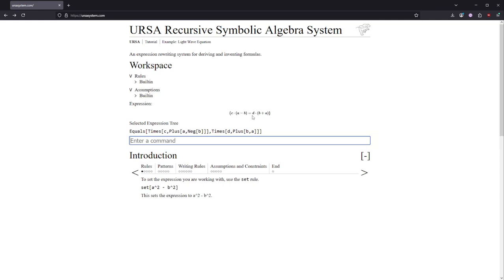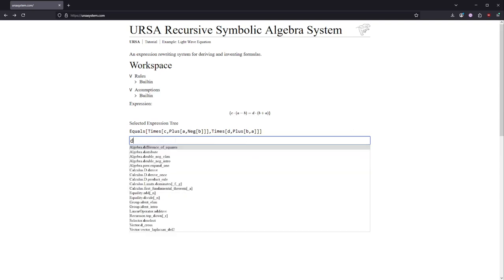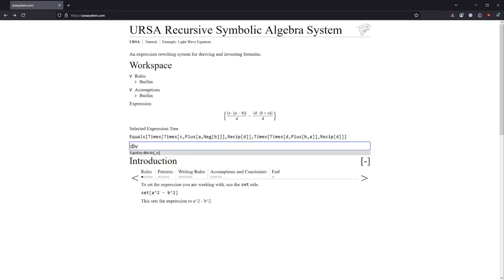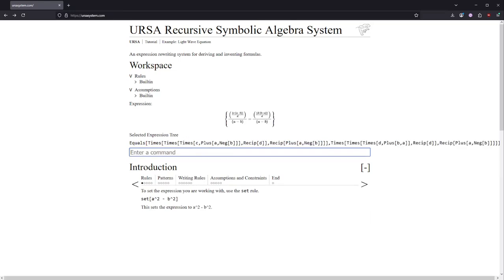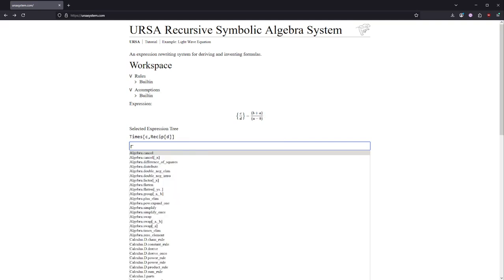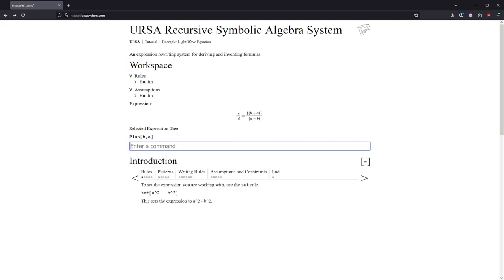We just need to divide both sides by D and divide both sides by A minus B. So let's do that. Divide both sides by D and divide both sides by A minus B. And then simplify. Now we have C over D equals B plus A over A minus B. And that's morally the right thing, but let's clean it up a little bit and make it look right. We can go in and then move right and then go in again.